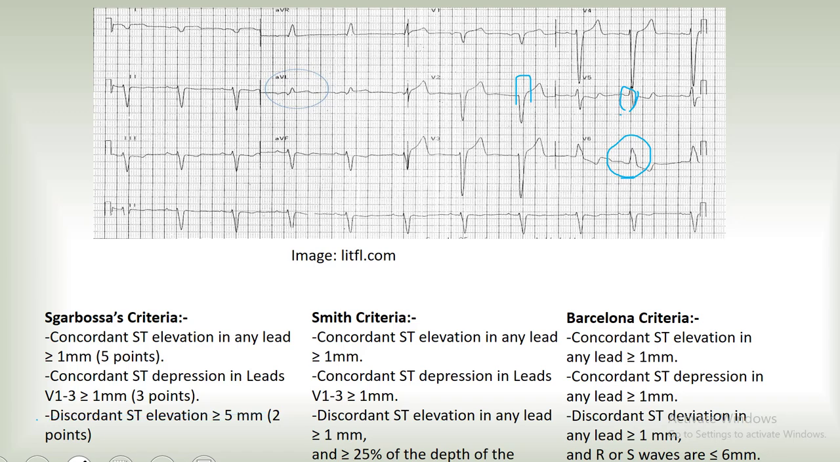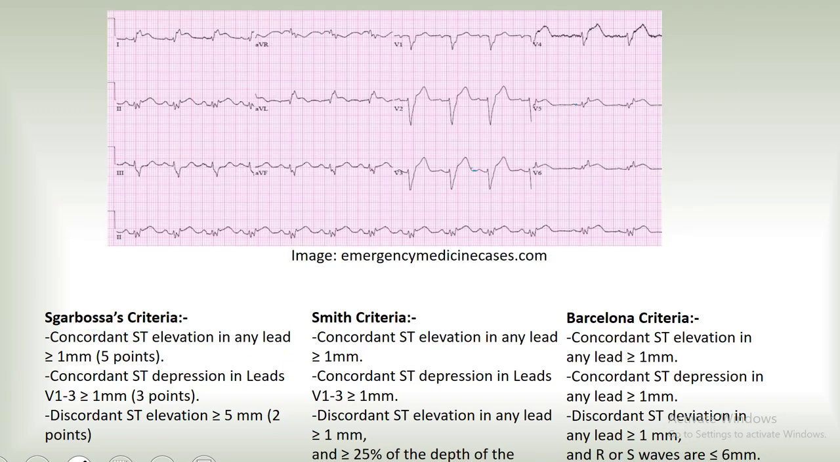However, in lead aVL, you can notice that the QRS complex is upright and it is accompanied by ST elevation. So this is concordant ST elevation in lead aVL, and in the appropriate clinical circumstances, this is positive for the first point in Sgarbossa's criteria, in which you have concordant ST elevations, and you can say that this is likely an MI.